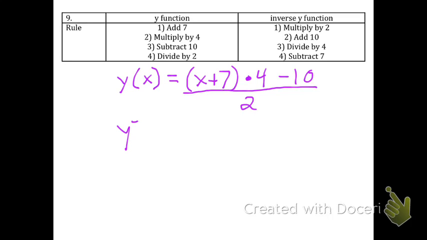Alright, now for the inverse y function, if you put an x into the inverse y function, the first thing is to multiply by 2. So x times 2, usually we write that as 2x. Now add 10, so plus 10. Next thing is to divide by 4, so I'll take that right there and divide by 4. And then whatever I get from that, I'm going to subtract 7.